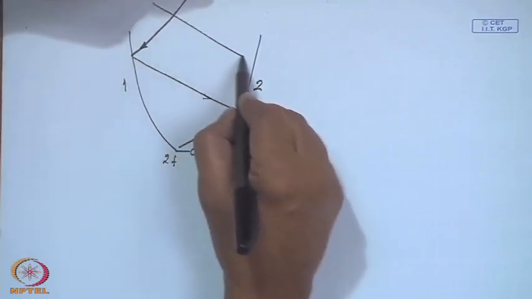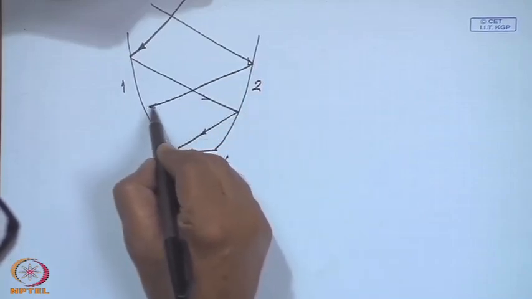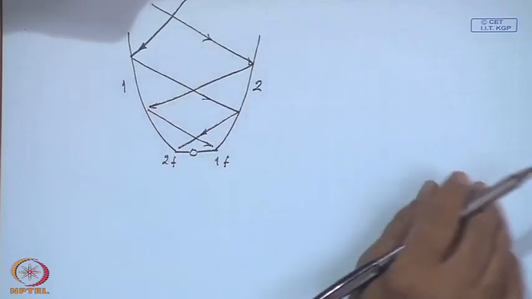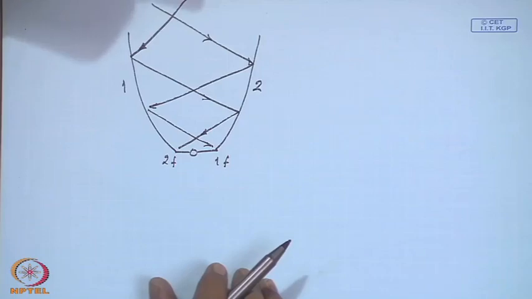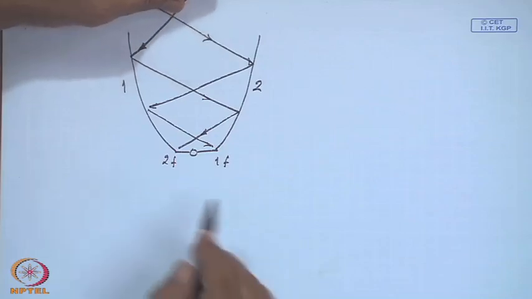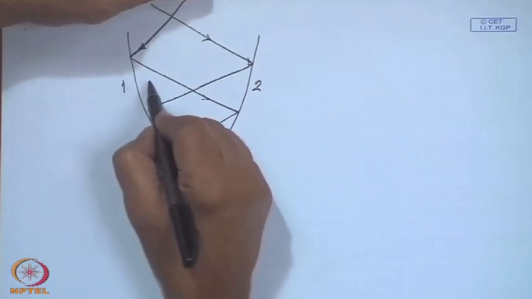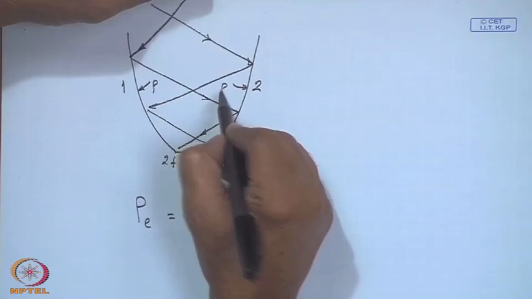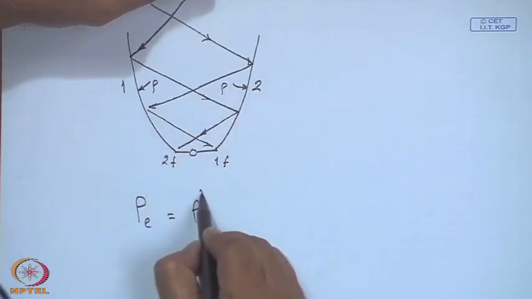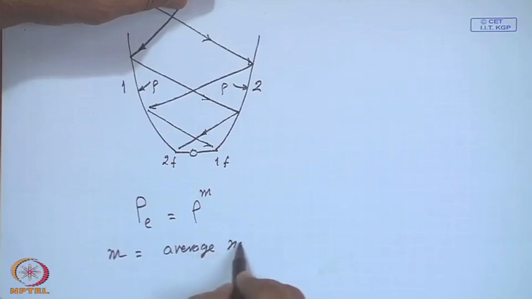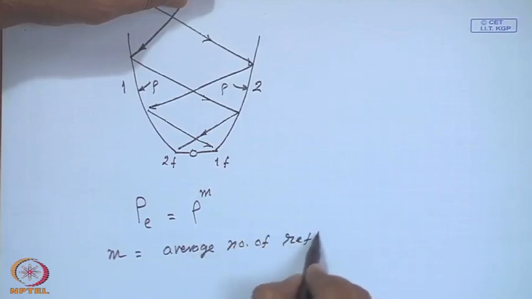Similarly, any ray that is coming on to this, after multiple reflections will reach the focal point of 1, right? So, depending upon the height, length, etcetera, how many reflections it will be having. So, people have found rho effective should be related to rho of the surface, that is the reflectivity of the surfaces, to the power m, where m is the average number of reflections.